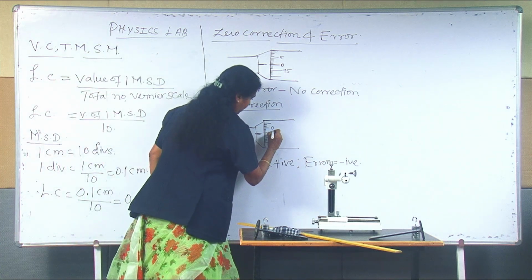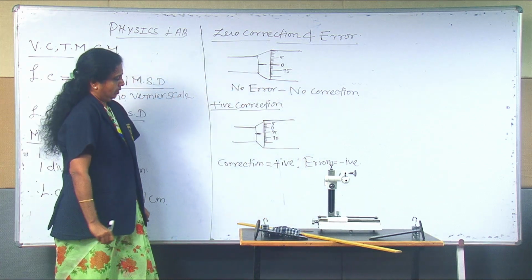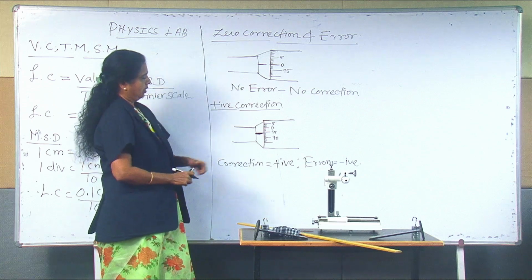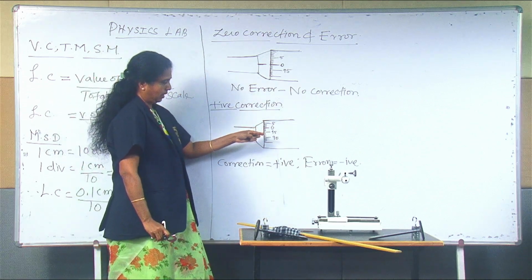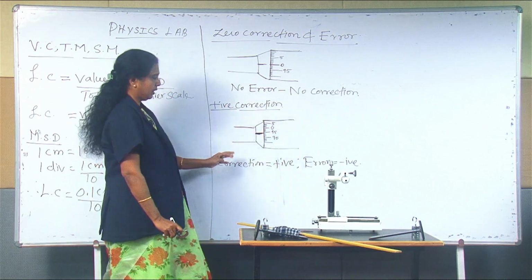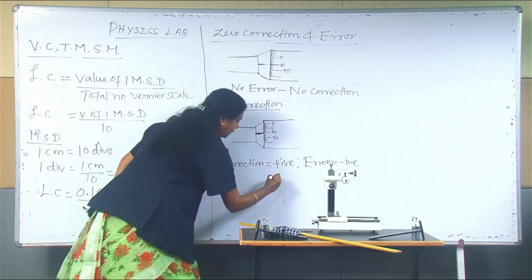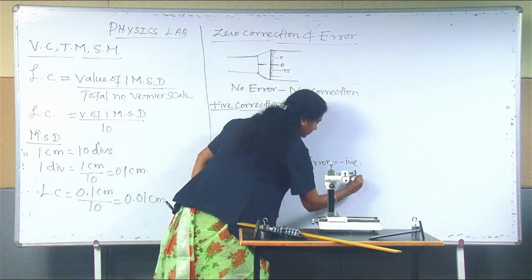So this may be 95, 90. The horizontal line coincides with the 94th line. So you have to subtract this 94 from 100. The correction is positive correction, so that is plus 6 divisions. So the correction is plus 6 and the error is minus 6.